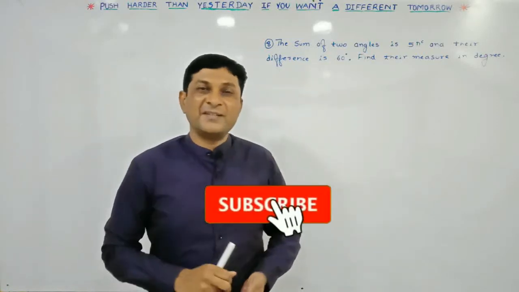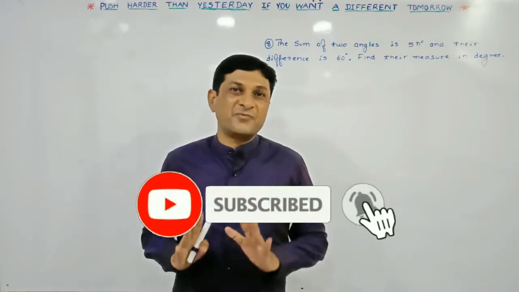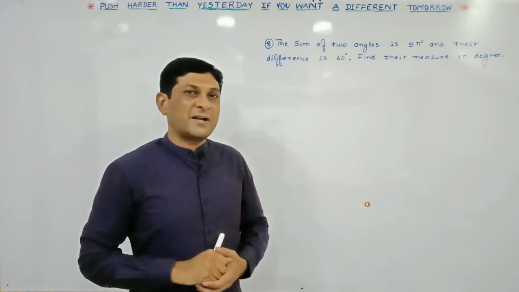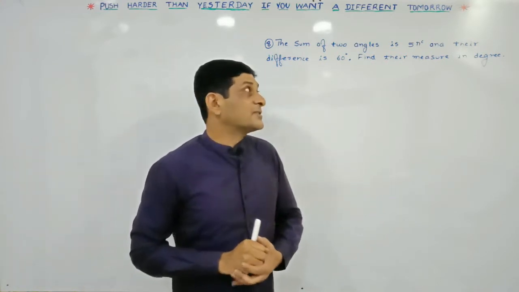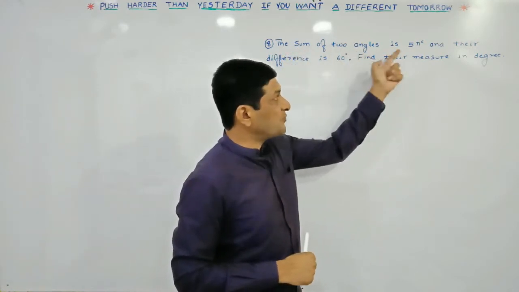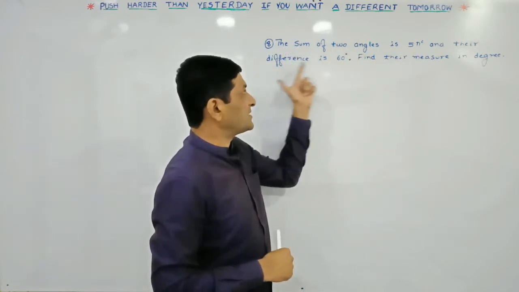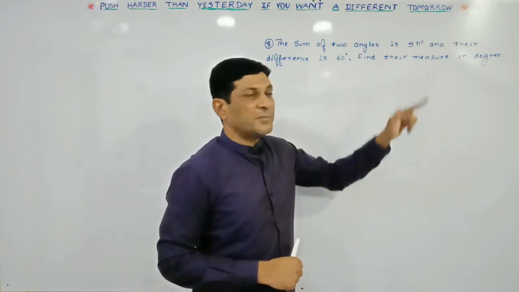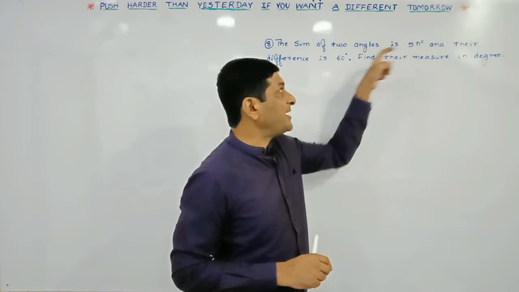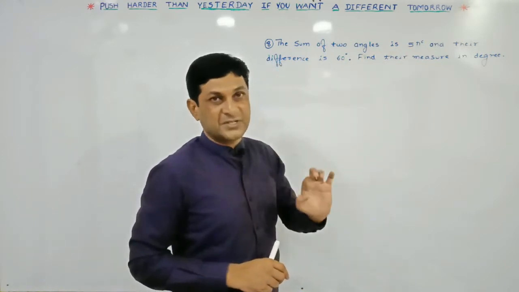Hello friends, in the last video we have completed first 7 examples from exercise 1.1. Now we are starting example number 8. See, in example number 8, what are the given conditions? The sum of two angles is 5 pi radian and their difference is 60 degree. Find their measure in degrees. Means two angles are there, their sum is 5 pi radian and their difference is 60 degree.